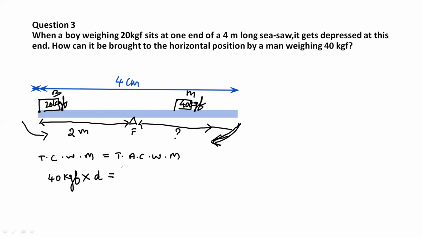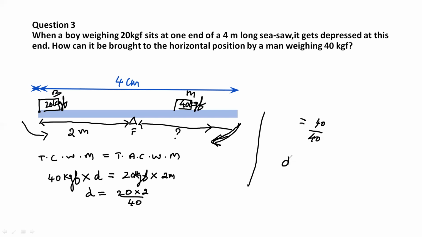On the other side, force is 20 kgf, and distance is 2 meters. So simplify this, we'll get d is equal to 20 into 2 divided by 40, that is 40 divided by 40. So distance is 1 meter. We can say that the man has to sit at a distance of 1 meter from the fulcrum. So that is the answer.